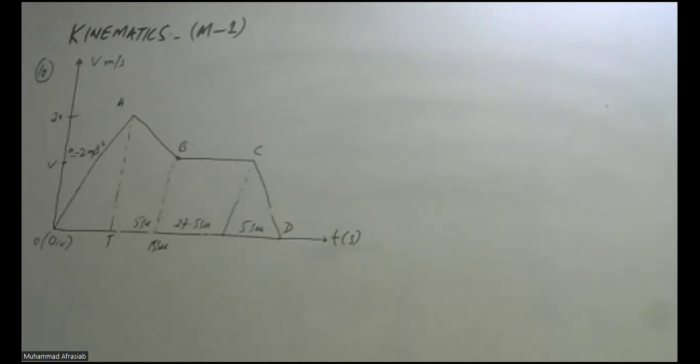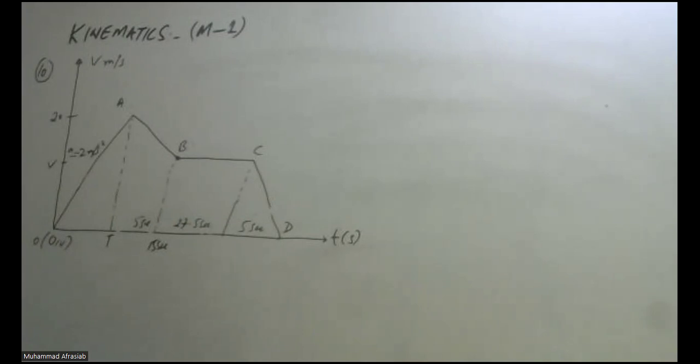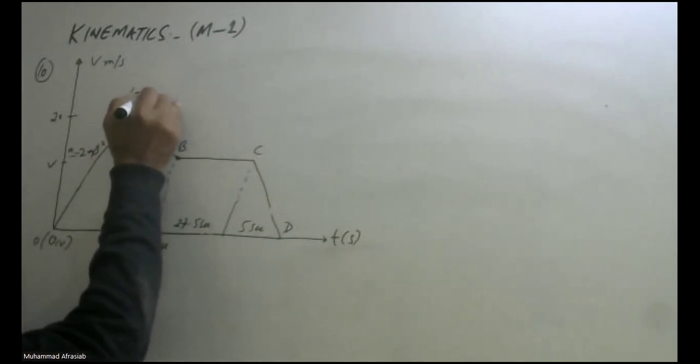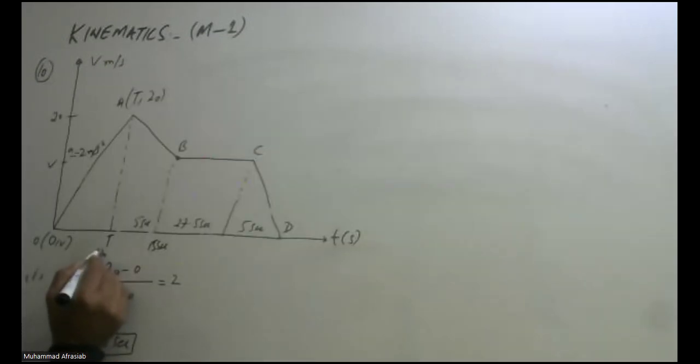Since this is the motion of the car, they have mentioned four straight line segments, where the acceleration in the first part from O to A is 2 meters per second squared. So we can find the coordinates of A, equal to t and 20. For the first part, the acceleration is the gradient between these two points, so it should be equal to 20 minus 0 over t minus 0, which is equal to 2. So t is equal to 20 over 2, which is 10. So the first time is given as 10 seconds.